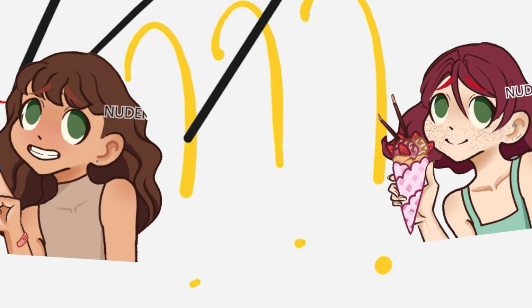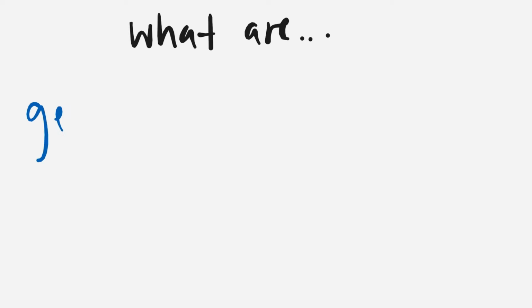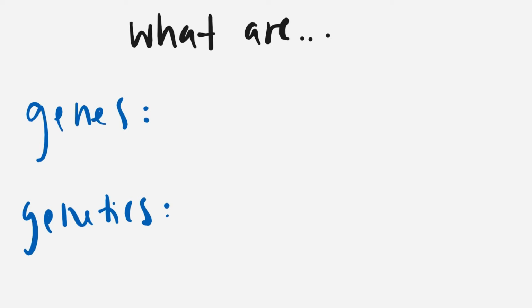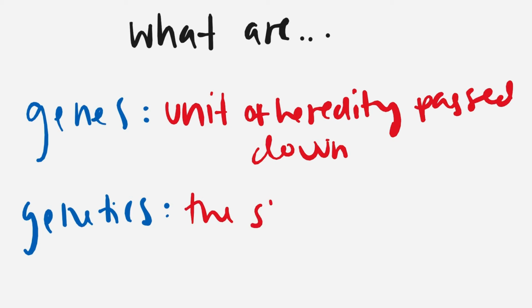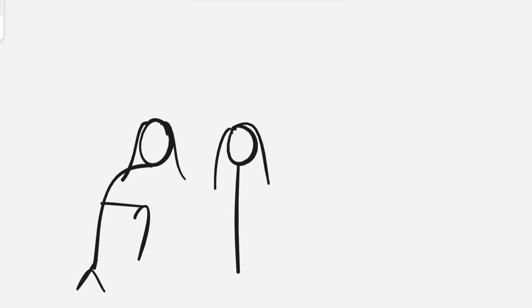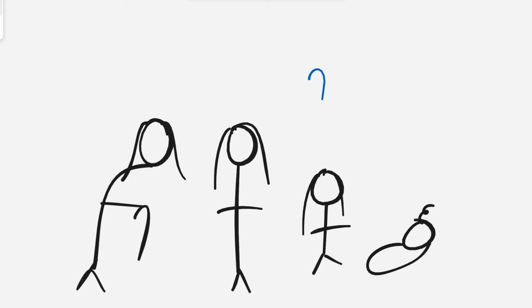Let's start with the basics. What are genes and what is genetics? Genes are a unit of heredity that is passed down through chromosomes of the blood relatives that precede you, and they help build everyone's personalized and individual molecules. Genetics is the study of genes. So, knowing that genes are passed down from generation to generation, why do my sister and I look so different?